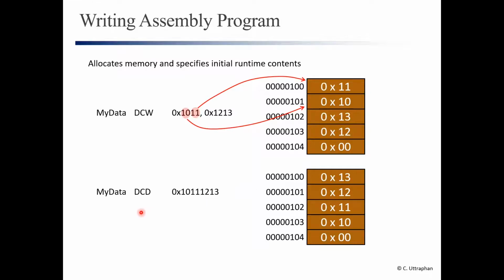For the word data size, we will use DCD. For example, DCD hex 10111213 will be in the memory starting from hex 13, followed by 12, 11, and 10.